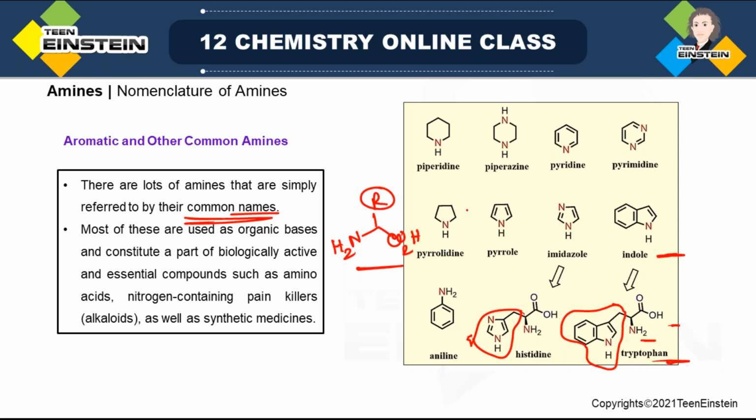So some of them are aromatic, though not all, and some of these molecules are used as base. For example, piperidine is very good base. Pyridine not so strong like piperidine, but this is also used as base in organic reactions. Then indole, it has also basicity. Then we have aniline, where NH2 is attached to benzene. So all these are common names.